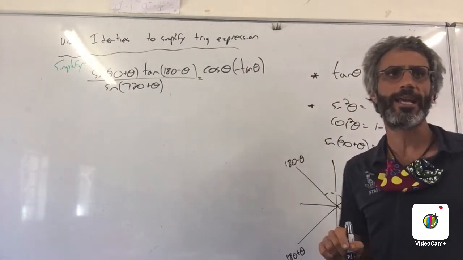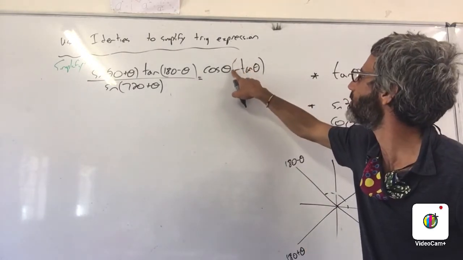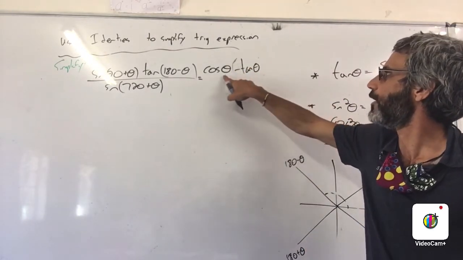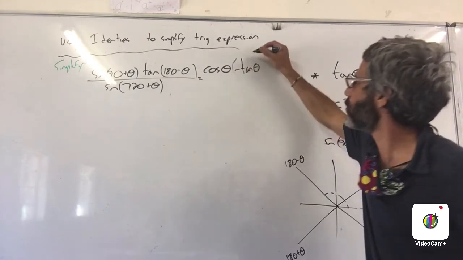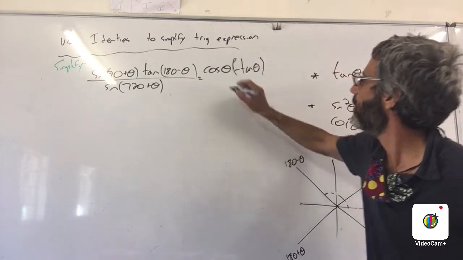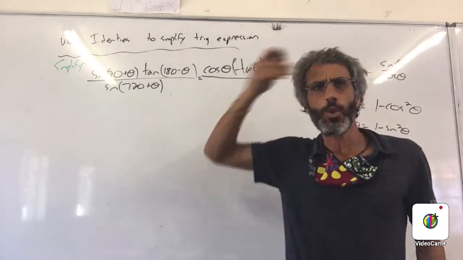Why should I put the brackets? What happens if I don't put the brackets? It looks like cos minus now, which is not right. It's cos times minus.